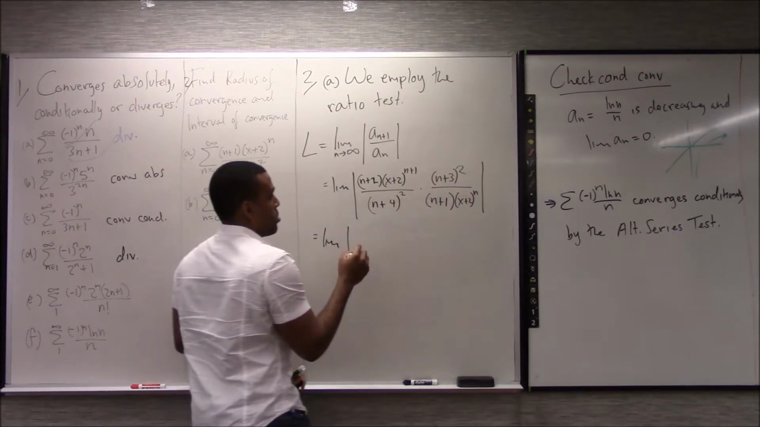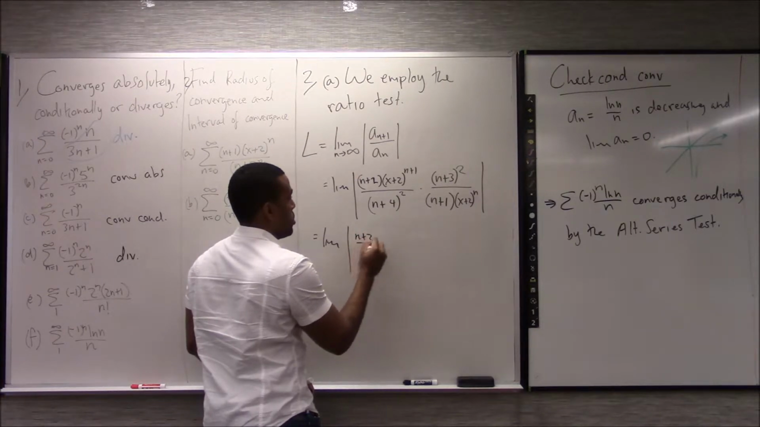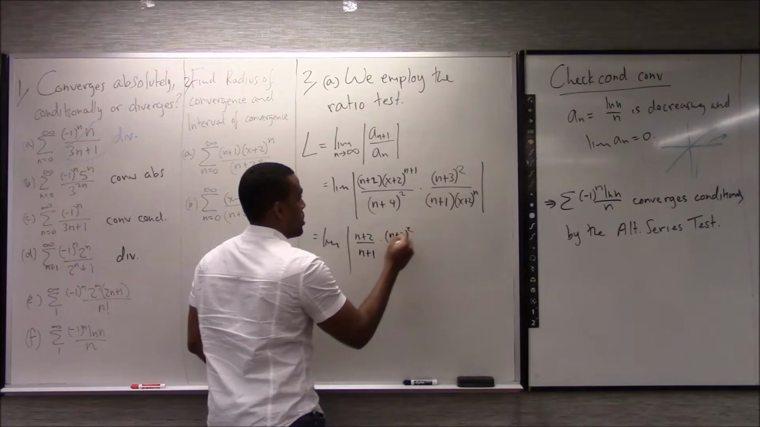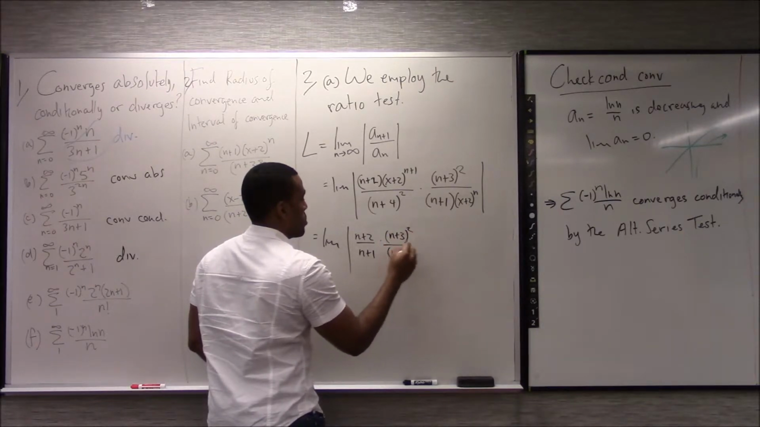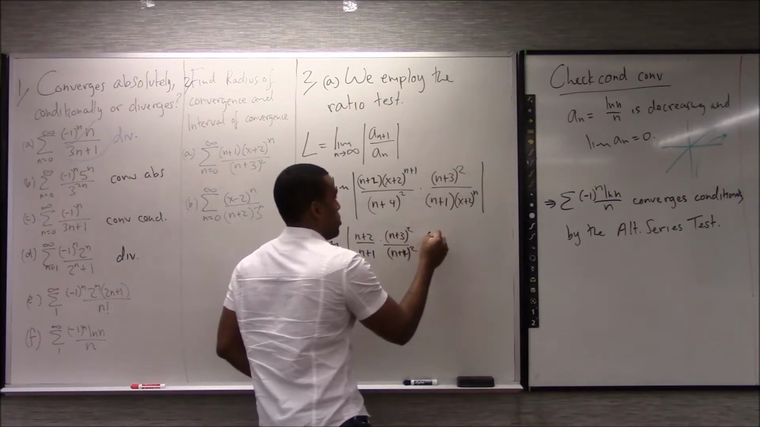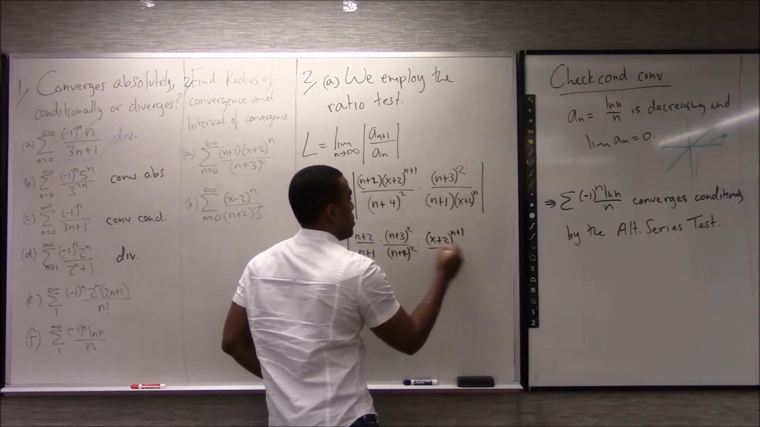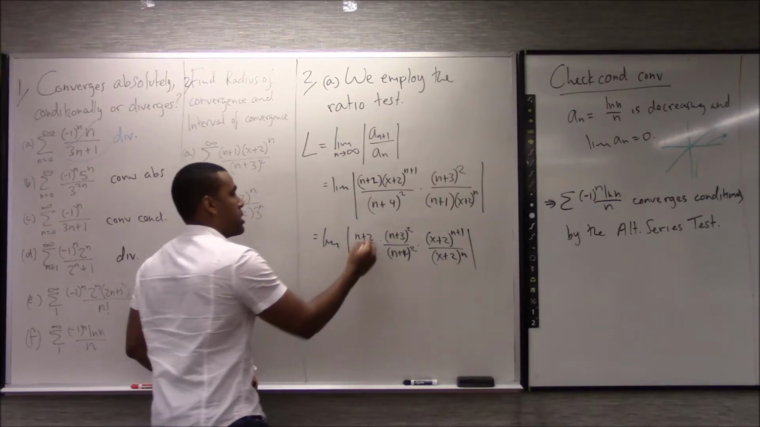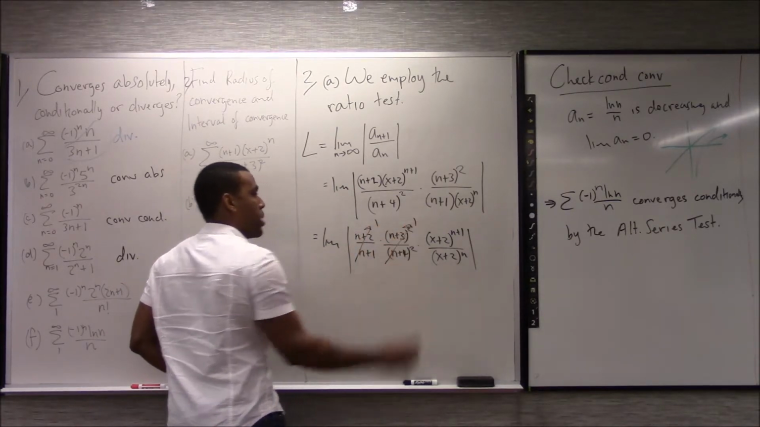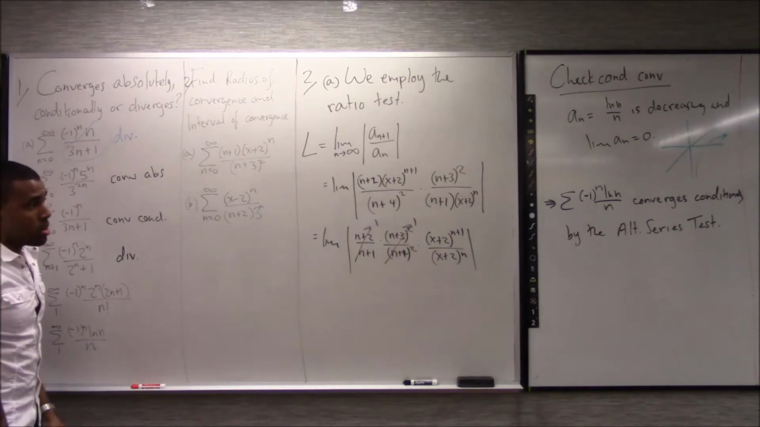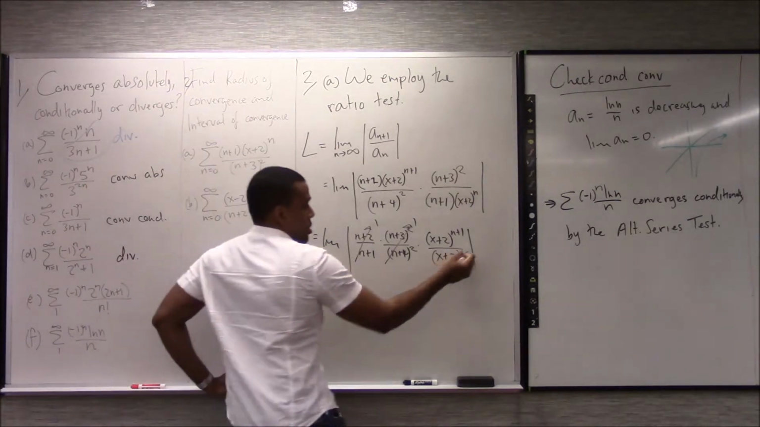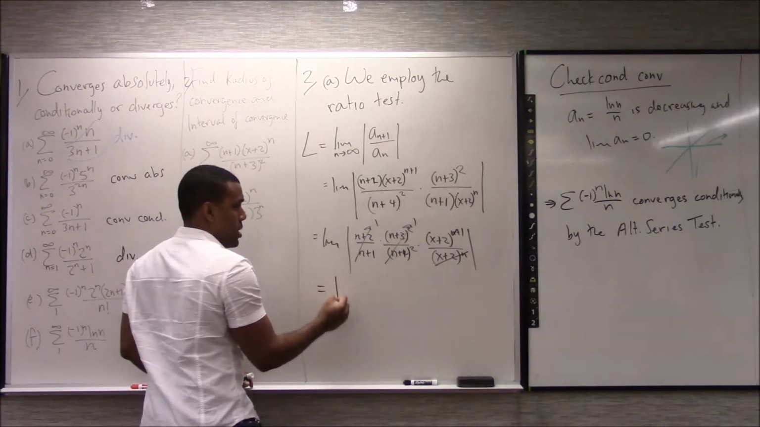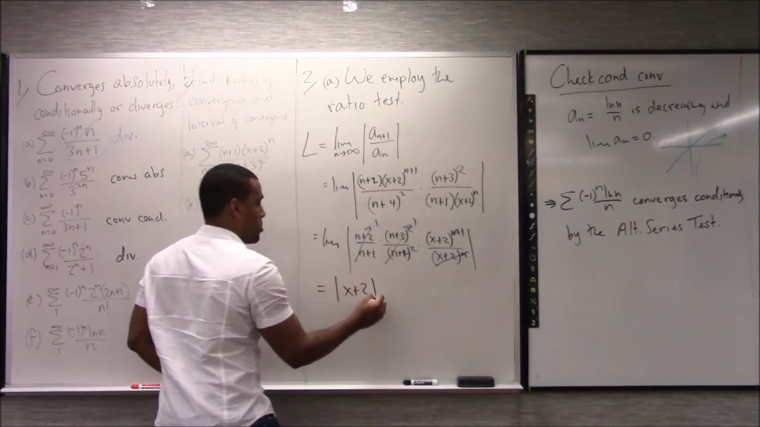And again, I group similar things together, so here's n plus 2 over n plus 1. Compare that to n plus 3 squared over n plus 4 squared, compared to x plus 2 to the n plus 1 over x plus 2 to the n. These guys will both go to 1 because they're a ratio of polynomials where the degree of the top and the bottom are the same. This one here cancels that one here, and so the limit just ends up being x plus 2.